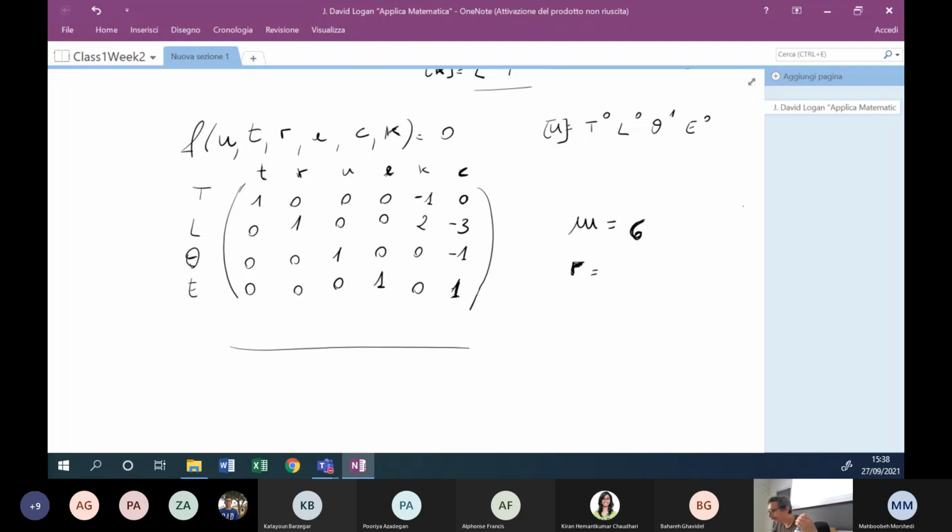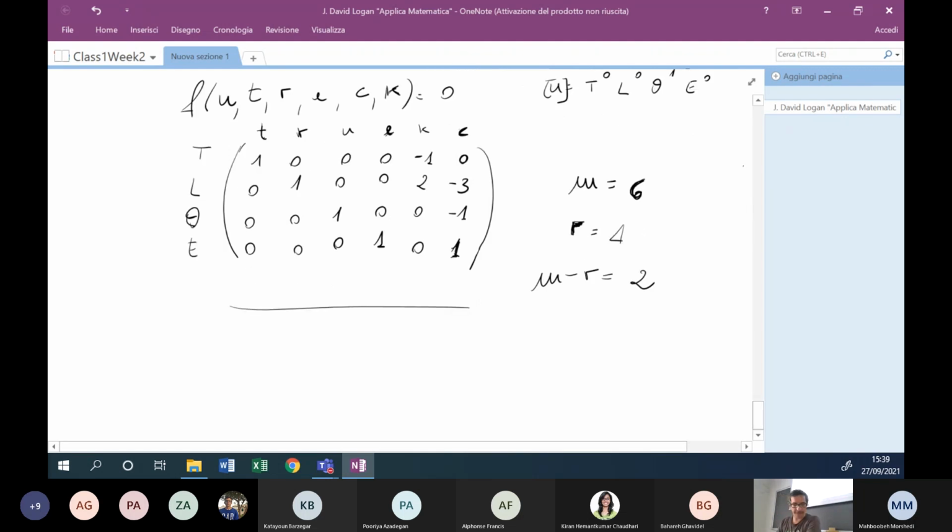Correct. I was thinking that nobody would answer. But okay, yes, the rank is 4. So this basically means: how many independent dimensionless variables can I find from these quantities? That's correct. So there would be a pi1 and pi2. I know that what I have to find is a pi1 and pi2.